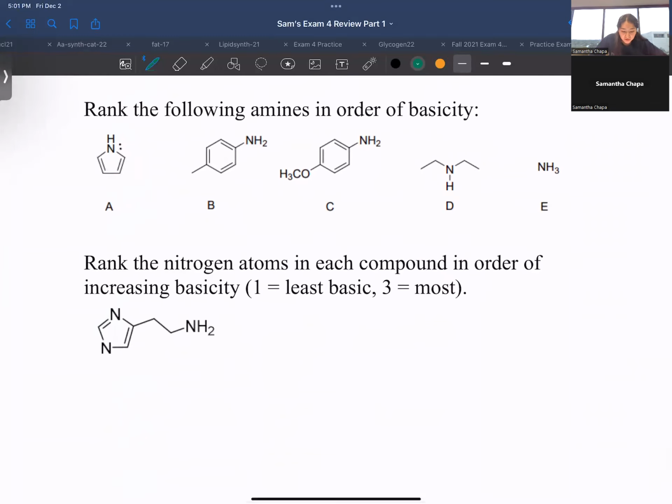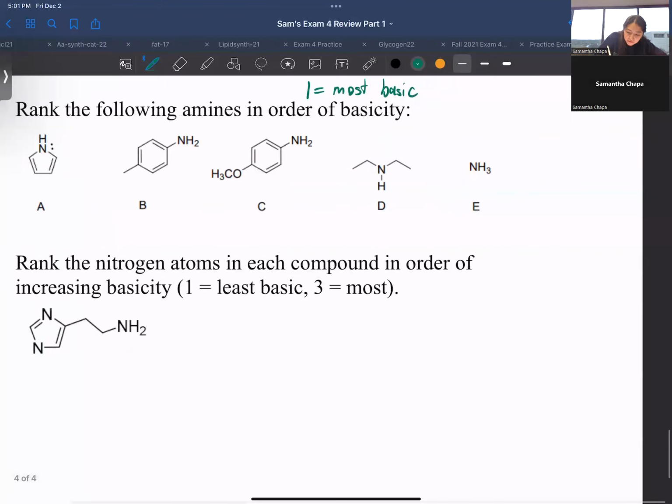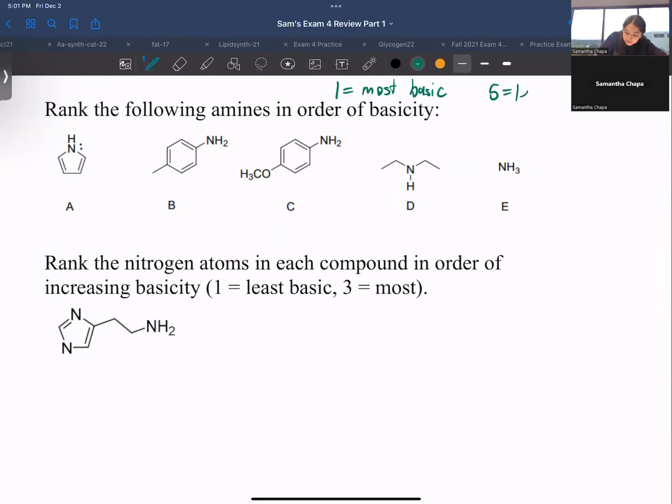Okay. This next one, these are hard too. So rank the following amines in order of basicity. So I didn't put one being the most or whatever, but we're going to do one being the most basic and 5 being the least.